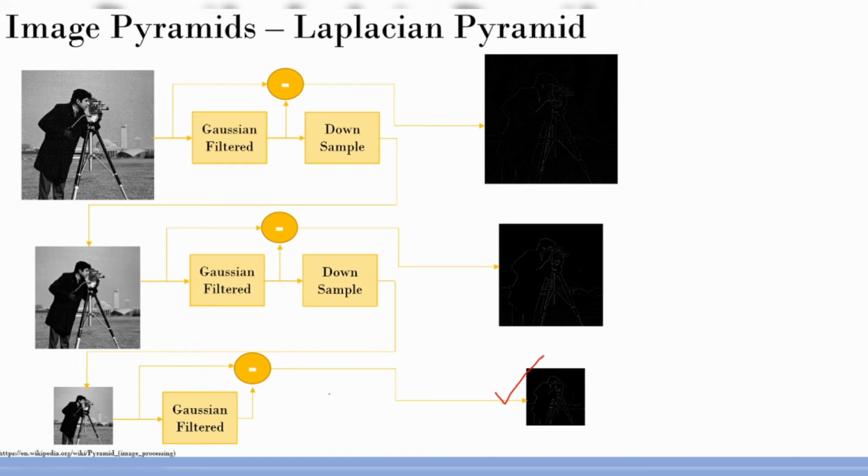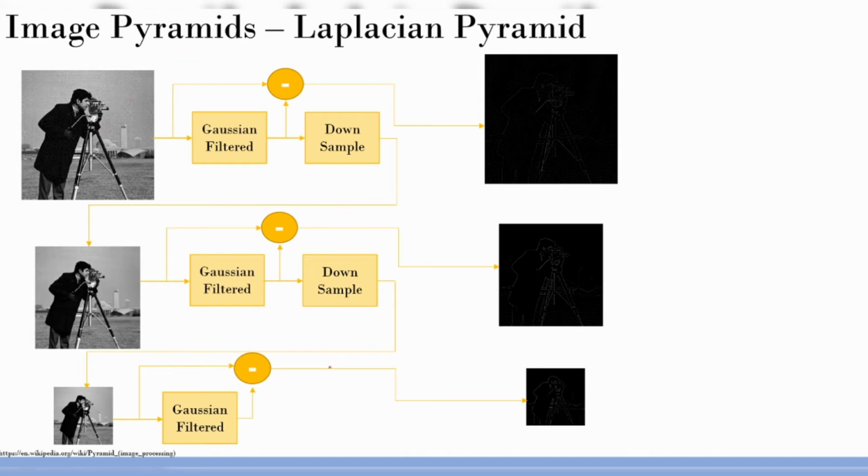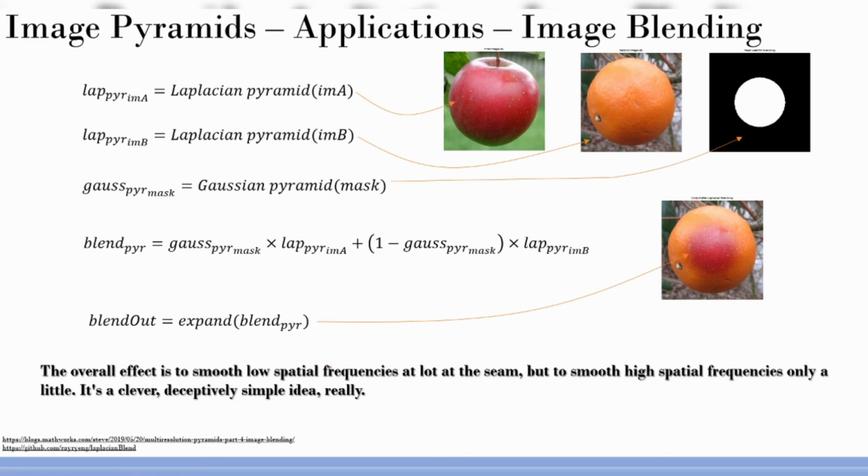Or let me just draw it again. This guy and this guy, if we have them, we can always reconstruct this path back and come back to the original image. That's very important to notice, because it matters when we talk about the image blending part. Now, having understood this, let's go back and understand what exactly happens in the image pyramid.